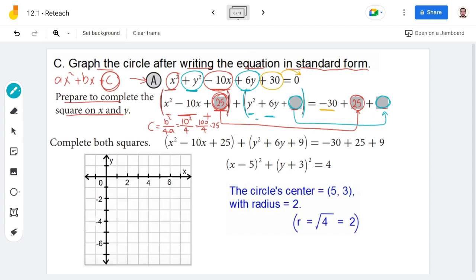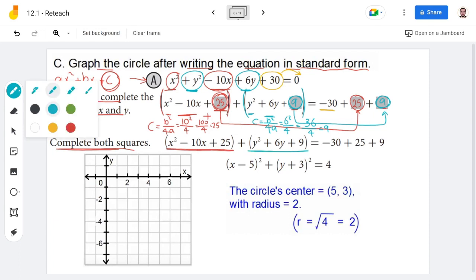So now let's do the same thing for the other one. So c equals b squared over 4a. b is 6, squared over 4a, where a is 1. 6 squared is equal to 36 over 4, which is equal to 9. So now I have to add 9 here, and I have to add 9 here. So as you can see, after I add all of this, I complete the square. So x squared minus 10x plus 25, this is the first equation. Now y squared plus 6y plus 9, this is the second quadratic equation.